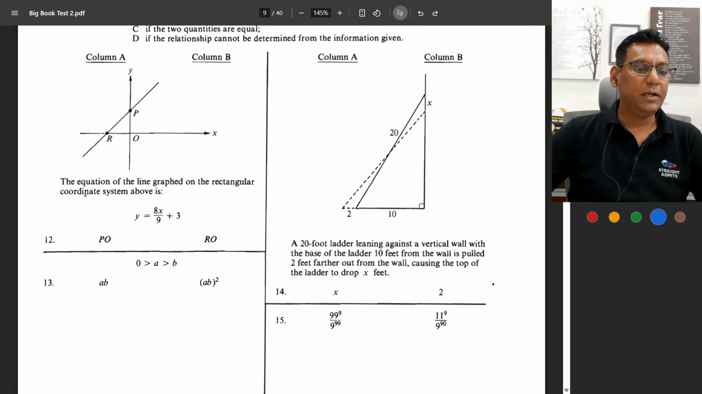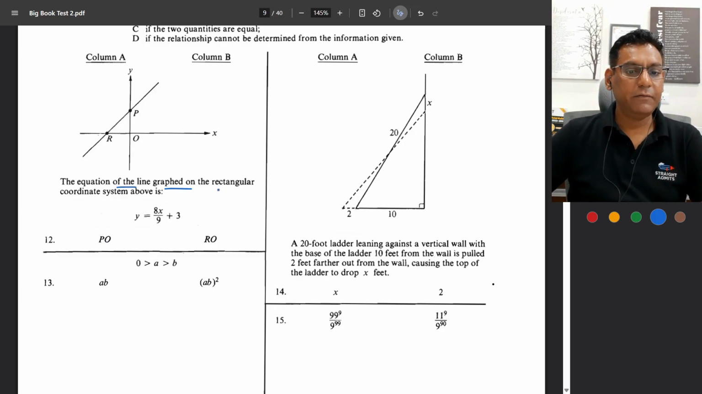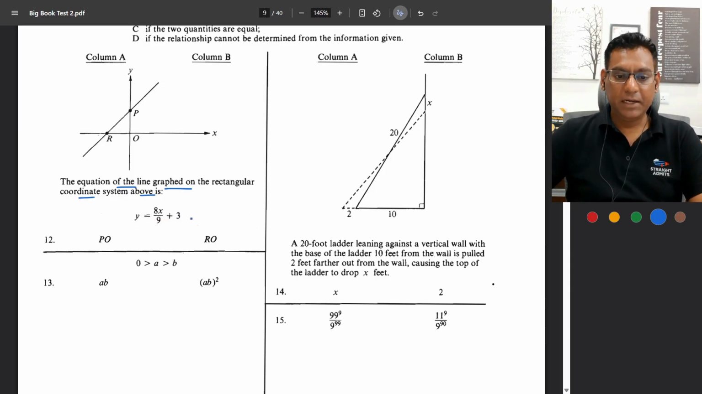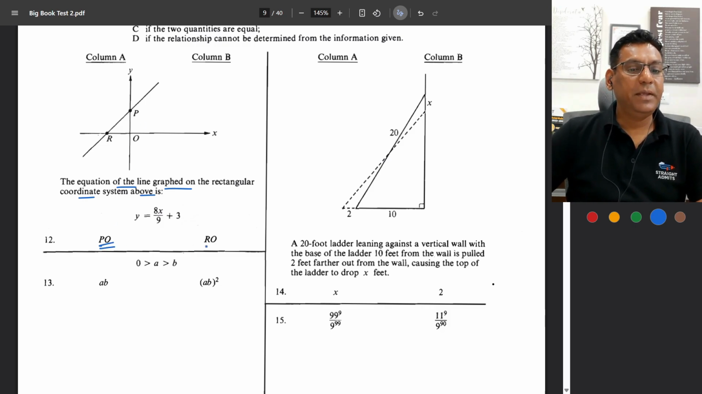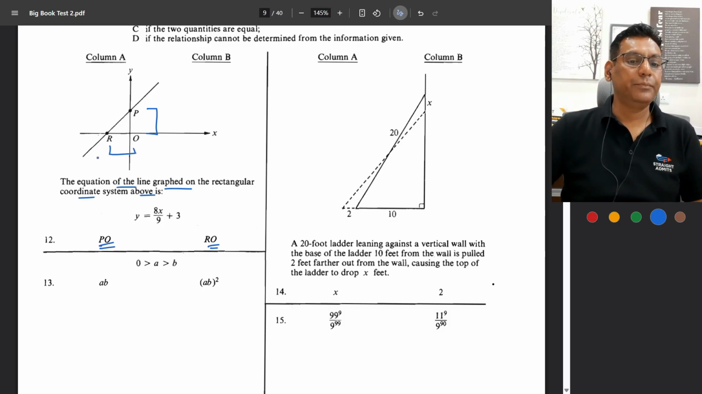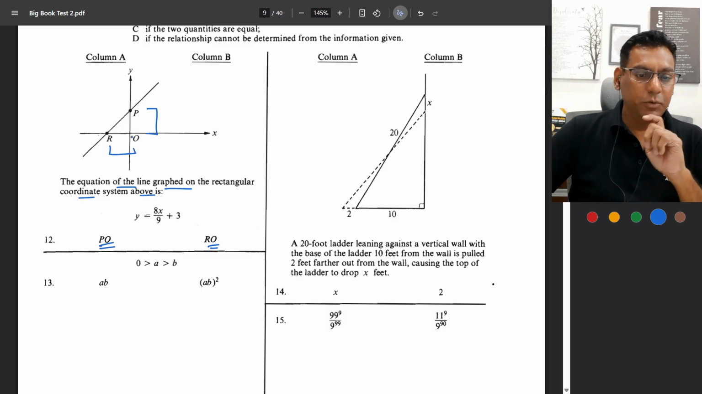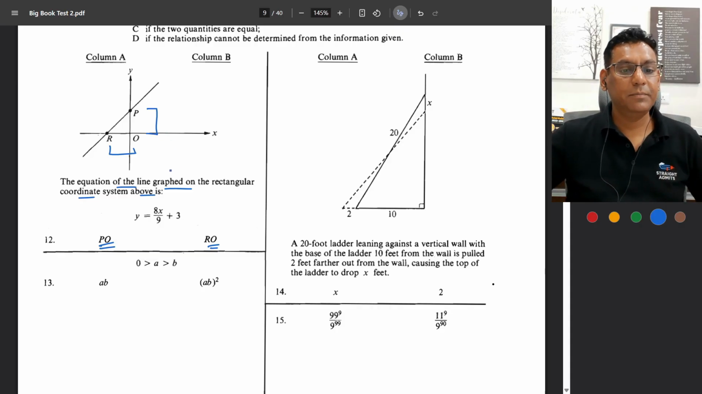All right, let's look at question 12. The equation of the line graphed on the rectangular coordinate system above is this equation. Okay, this is y is equal to mx plus c of that form. If you're able to observe that, we have to compare PO and RO. So PO, that means we need to get this versus we need to get this. Okay, there are multiple ways of doing this. Let's do it the math way, the calculation based way.